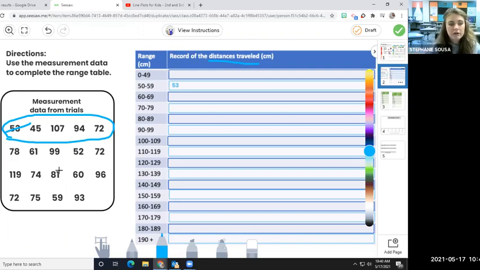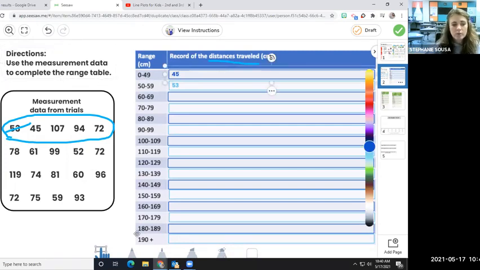So now let's look at 45. 45 over here on my ranges is between 0 and 49. This is a very low range for our Mint Mobile. 45 has been placed. It is between the numbers 0 and 49.